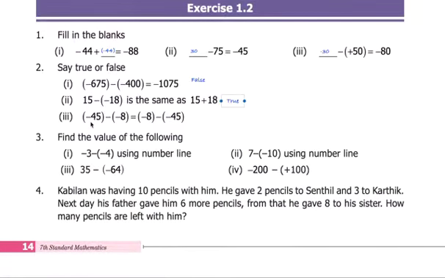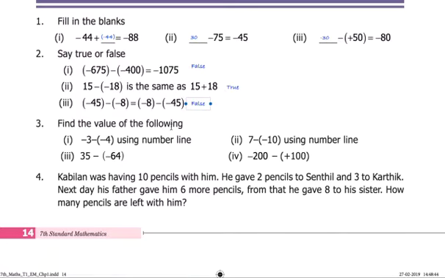This one, minus 45 plus 8 equal to minus 8 plus 45. This is false. Number is same, but the sign is different. Here the sign is negative, here the sign becomes positive. Find the value of the following using number line. This you do using number line.